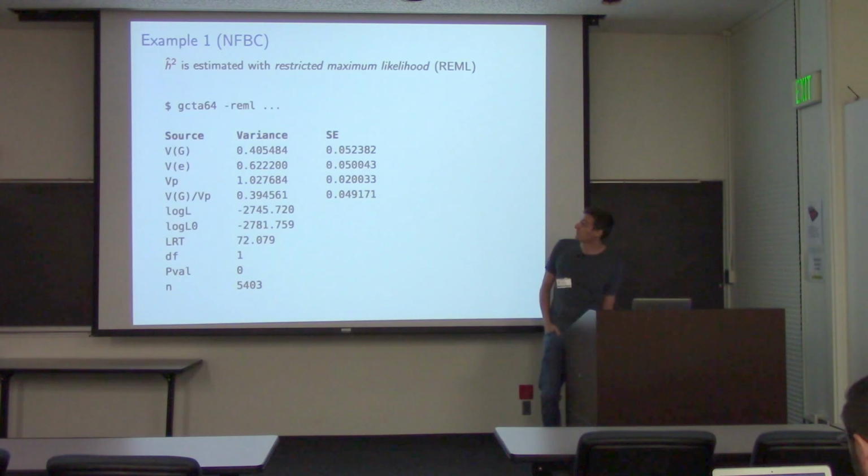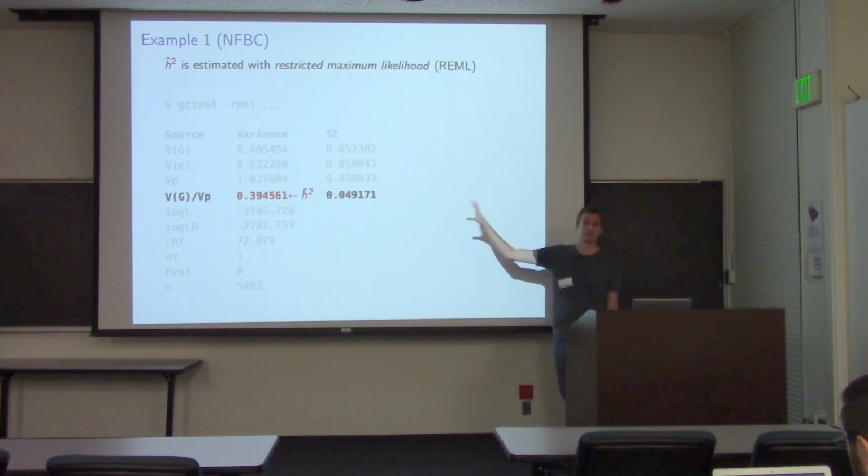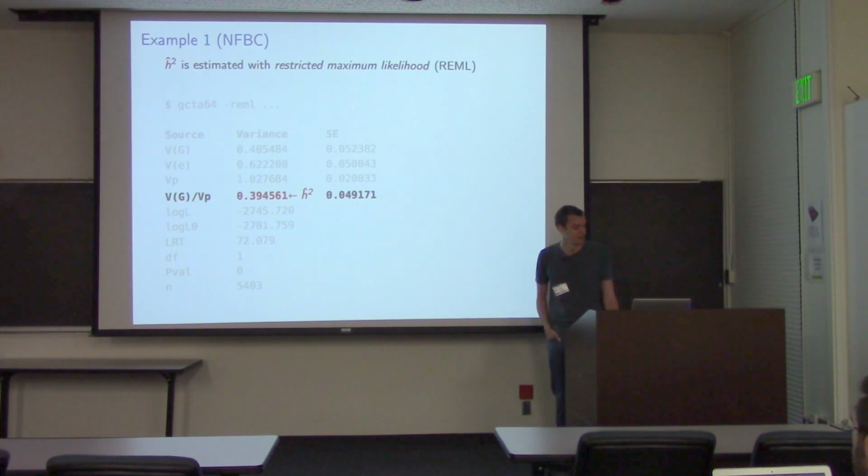So let's say that we have a phenotype, and in this case, it's simulated from the NFBC dataset, and we're trying to estimate the heritability using REML. So the way it looks usually is that we run the GCTA program, and we get all these numbers here, and the numbers that we're interested in are in this row here, which means that the heritability we estimated is, let's say, 0.4 more or less, and then we have here the standard error, which is how we quantify the uncertainty in our estimate in general.